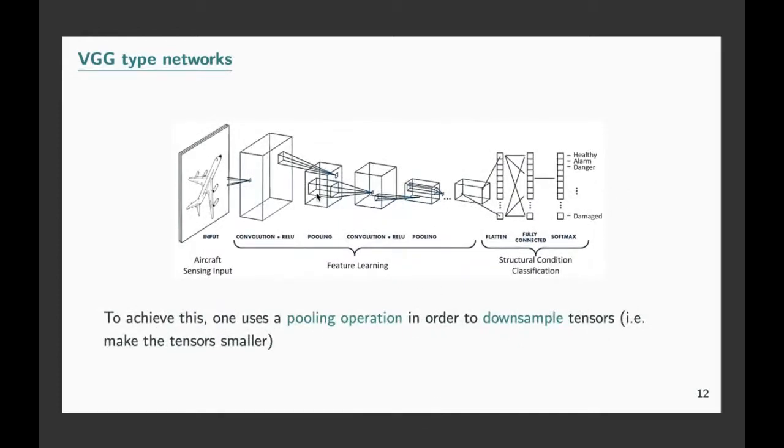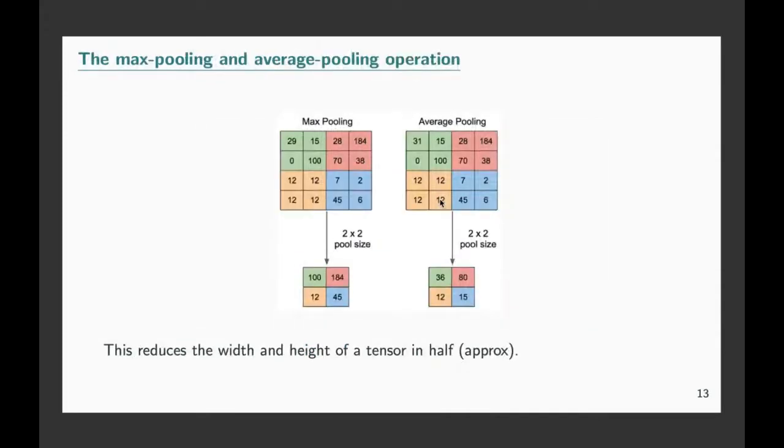Okay, so one of the operations that is used to downsample, downsample means making smaller, is the pooling operation. As you can see, every time you pool, the width and height get reduced to half, more or less. So what is the pooling operation?